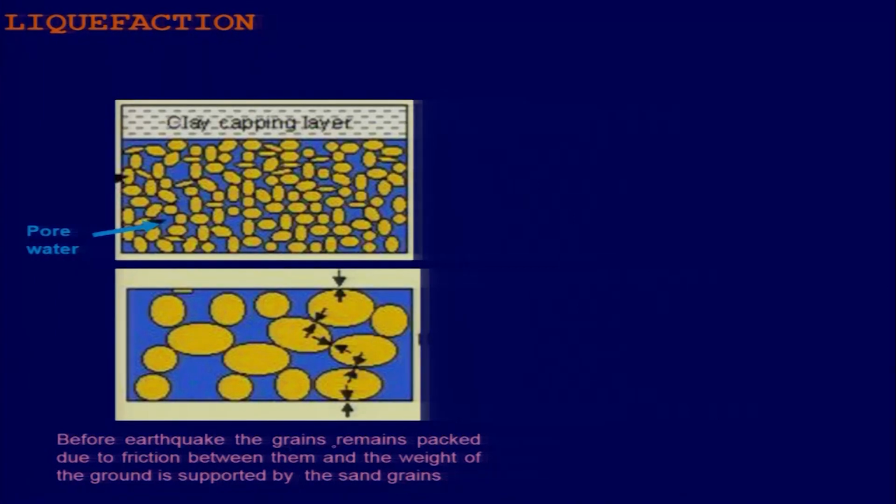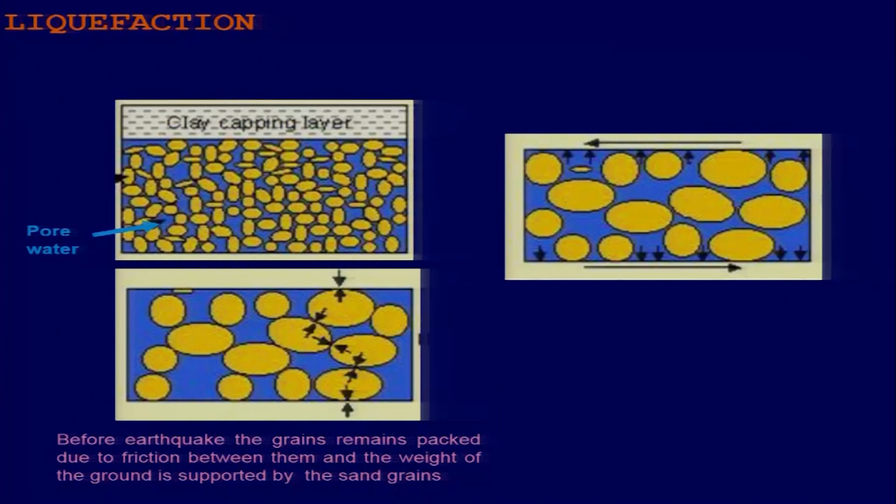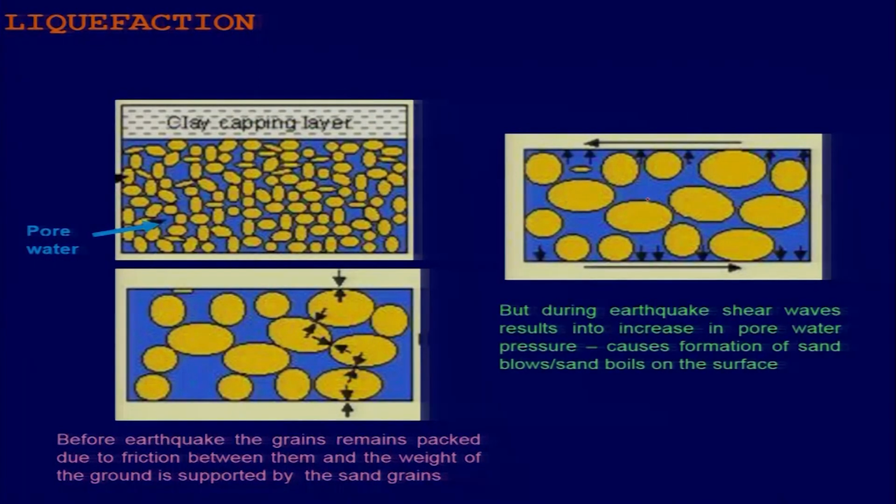So before the earthquake, the grains remain packed due to friction between them, and the weight of the ground is supported by the sand grains. So this will be taken by the sand grains because of their arrangement. But when there is a cyclic stress, when the seismic wave passes through such units, or the uppermost part of the earth crust, then it will disturb this arrangement, and that will result in compaction. So during an earthquake, shear waves result in an increase in pore water pressure, causing formation of sand boils at the surface.